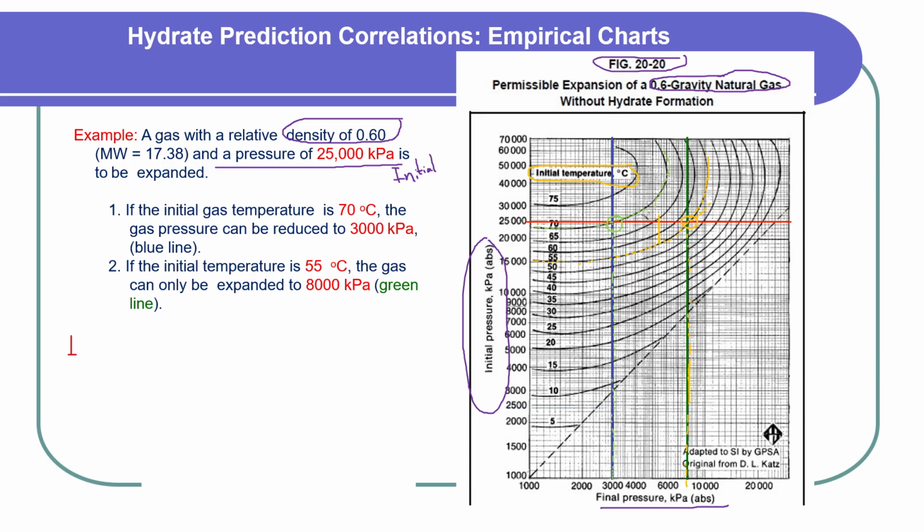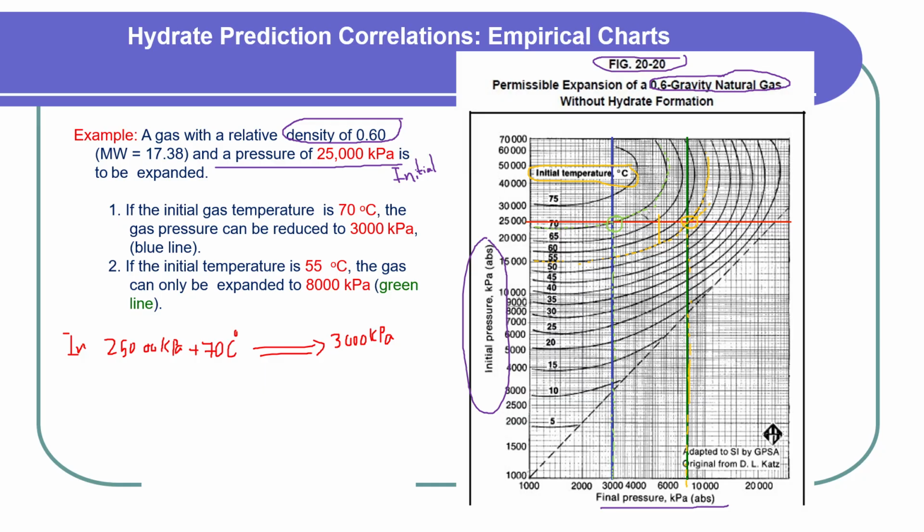If I have my initial condition at 25,000 kilopascal absolute and a temperature of 70 degrees Celsius, I can simply allow my gas to expand up to the point where the pressure is equal to 3,000 kilopascal, guaranteeing that there will be no hydrate formation.